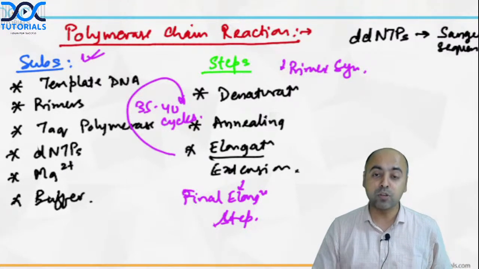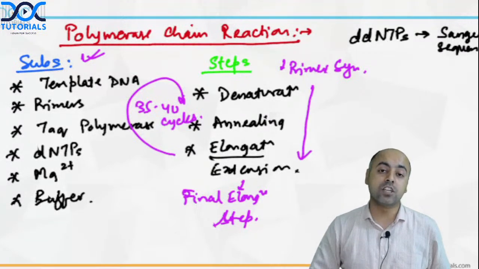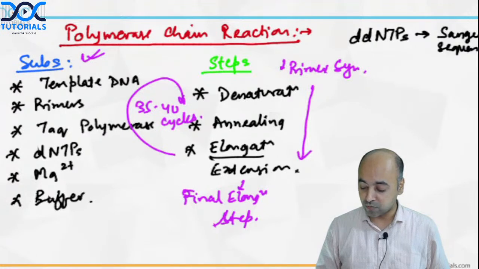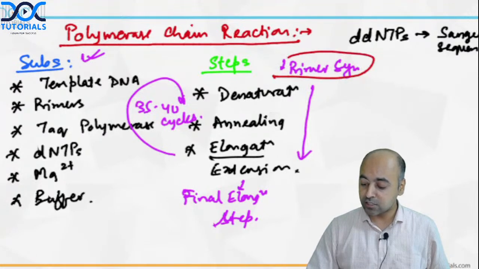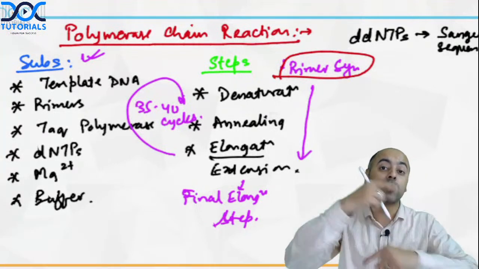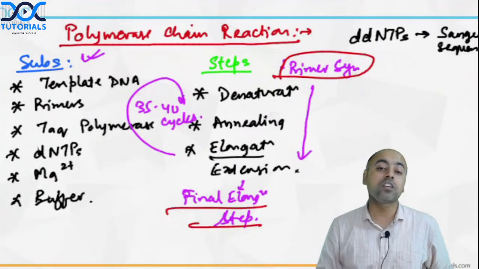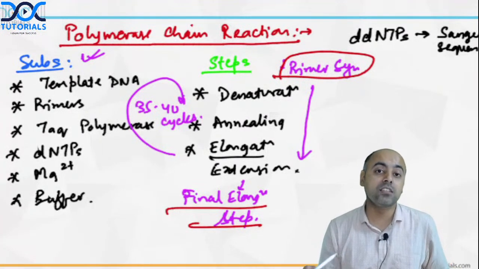What are the substrates for polymerase chain reaction, and what is the sequence of steps which is required to carry out the polymerase chain reaction. We start with the synthesis of primer, then denaturation, the annealing and elongation, which runs multiple times, 35 to 40 cycles, and finally the final elongation step when the PCR is completed.